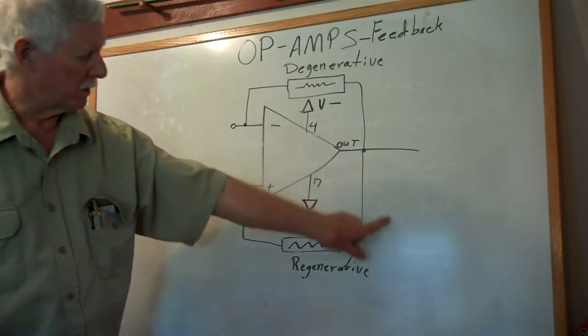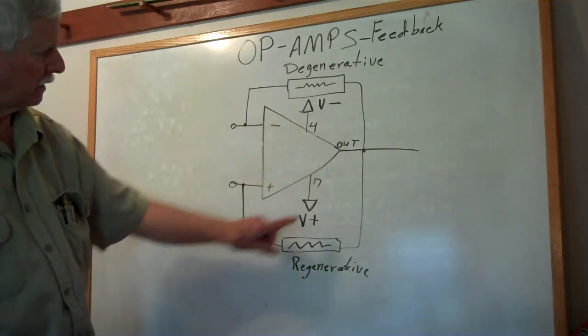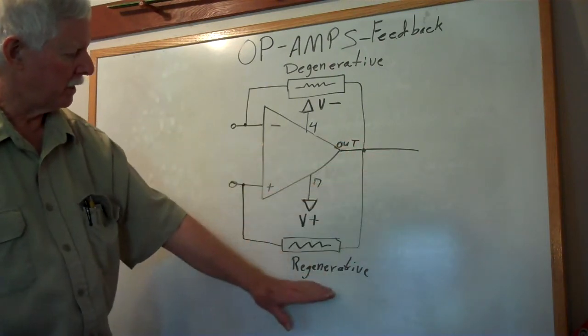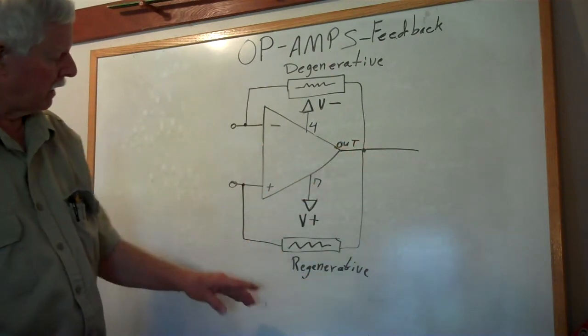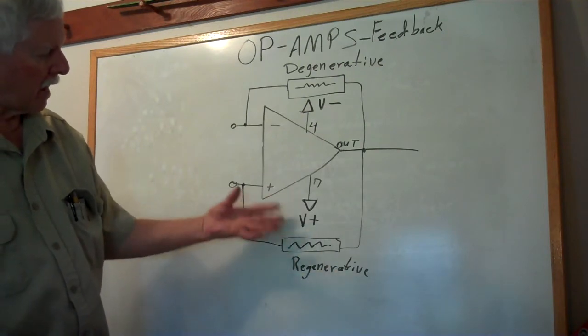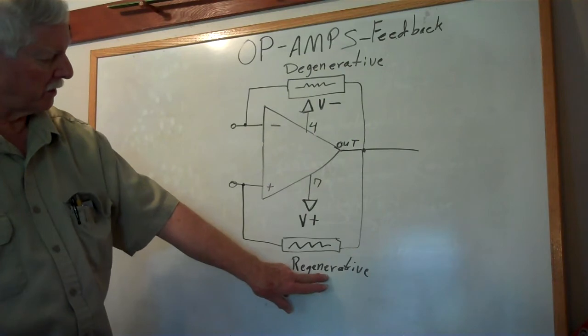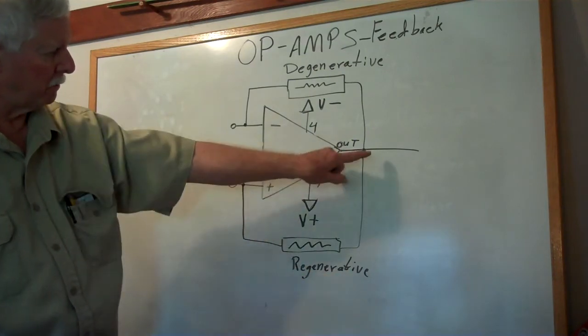In the case of this one, it goes this way. This is having an in-phase signal between the input and the output, and we call that regenerative feedback. Now the purpose of that is to allow oscillation to take place. In this case then, we want to actually generate a signal going to the output.